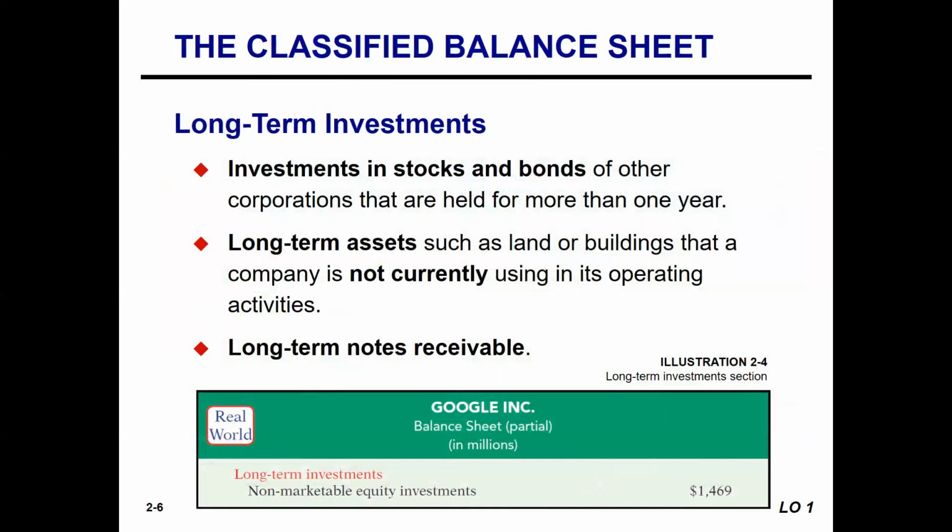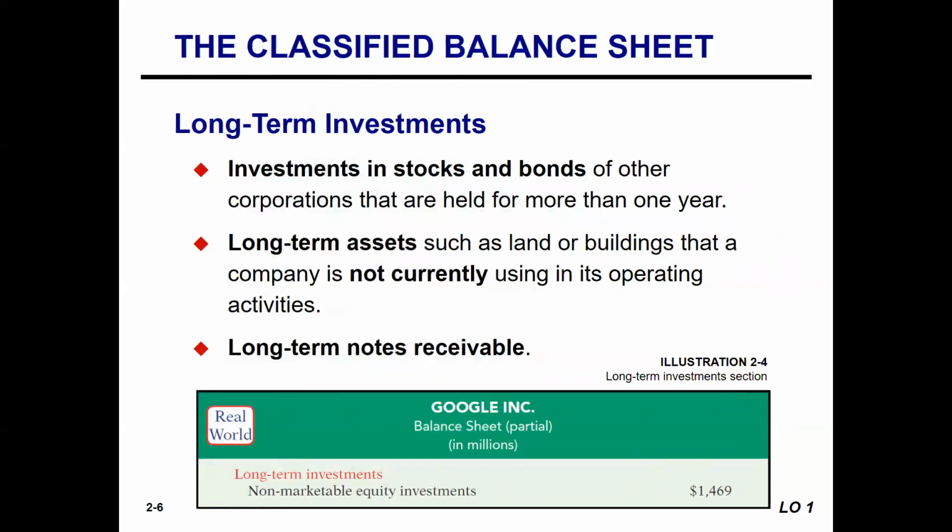Now let's take a look at long-term investments. This is when a company invests in stocks and bonds of another company and typically does not intend to sell it within the next 1 year. They do not intend to sell it, and they have the ability to hold it, which means they don't need that money. They can leave it sitting over there. Some long-term assets can be classified as long-term investment if it's not used in the operating activities of the business.